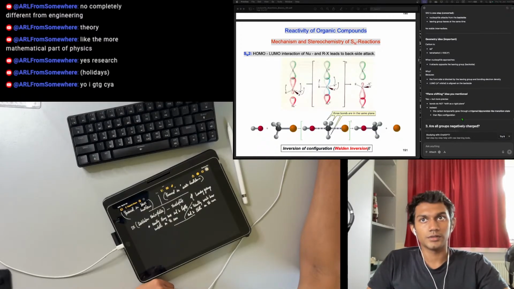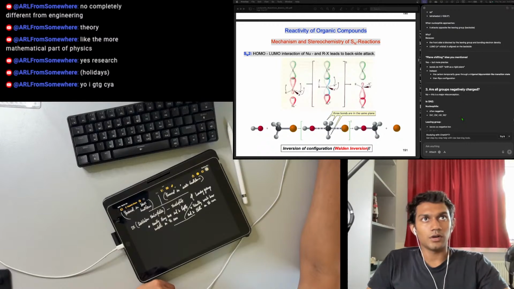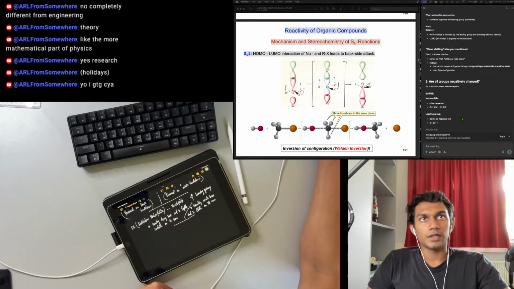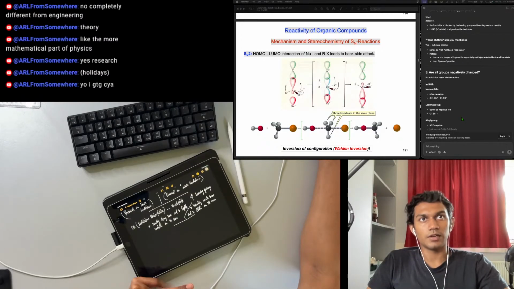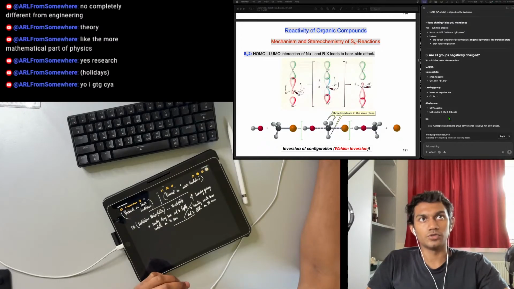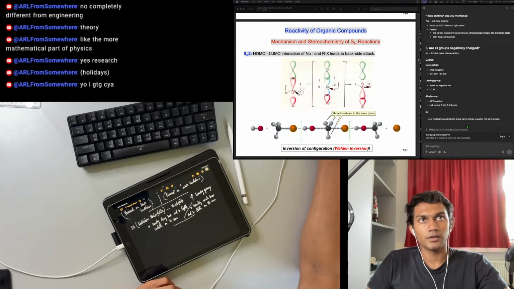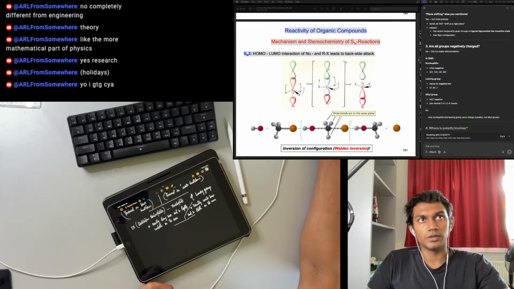Are all groups negatively charged? No, this is a major misconception. The leaving group leaves as a negative ion, but alkyl groups are not negative, just neutral. Okay. Only the nucleophile and leaving group carry charge, usually not the alkyl group. Okay.